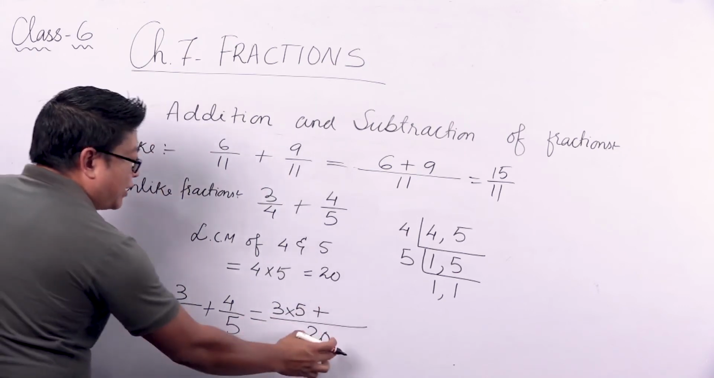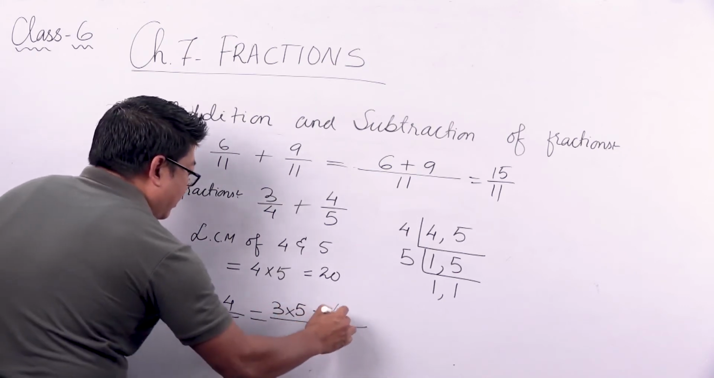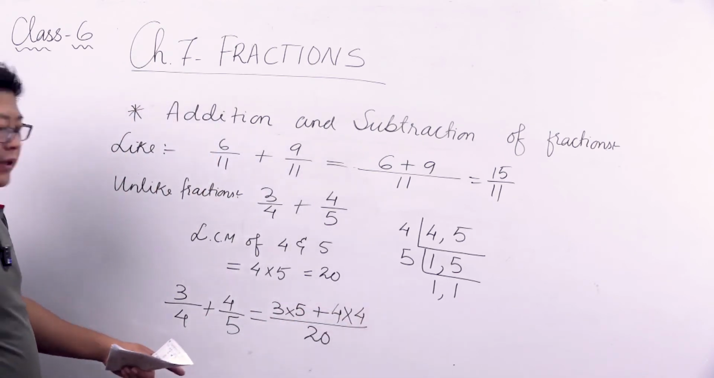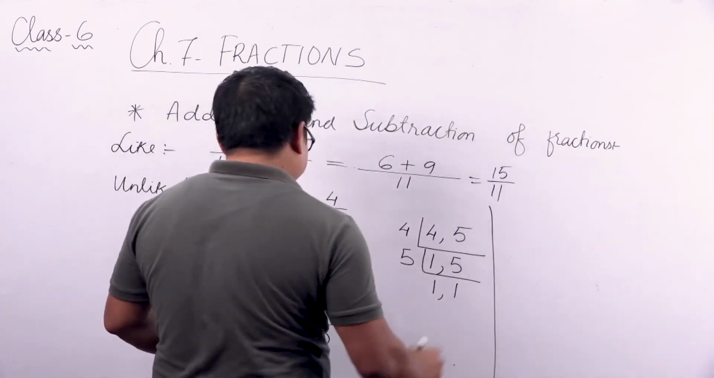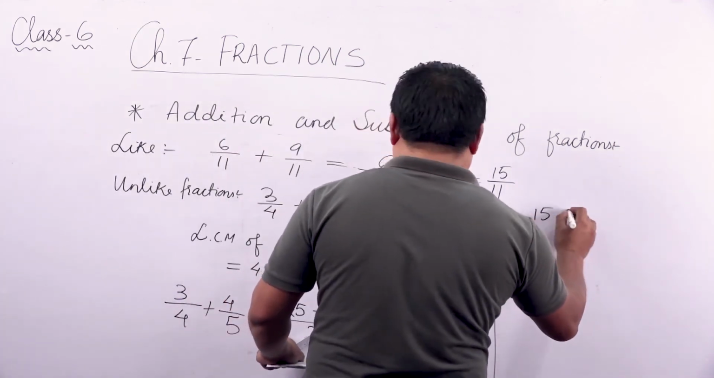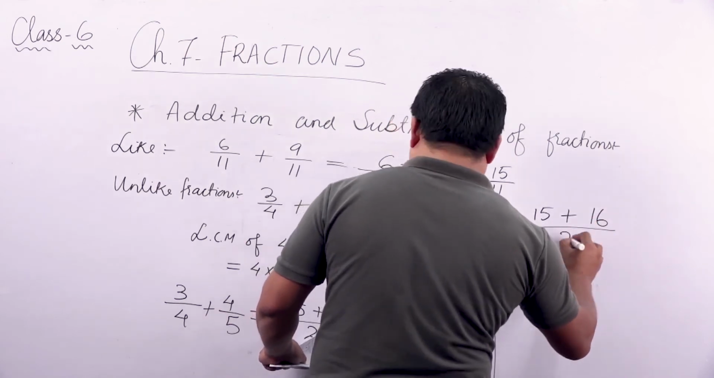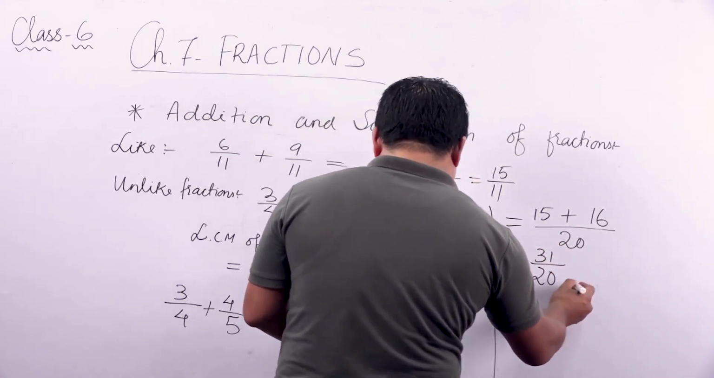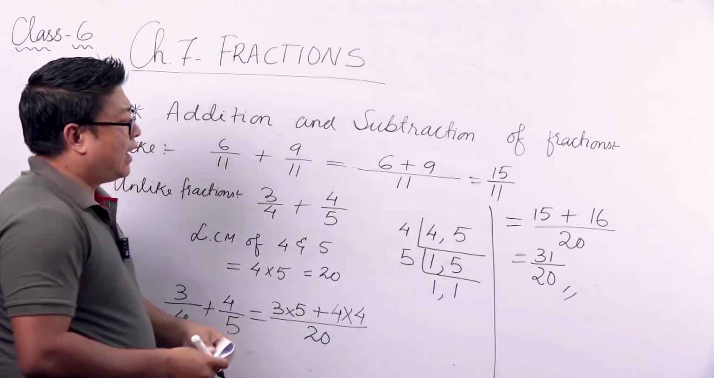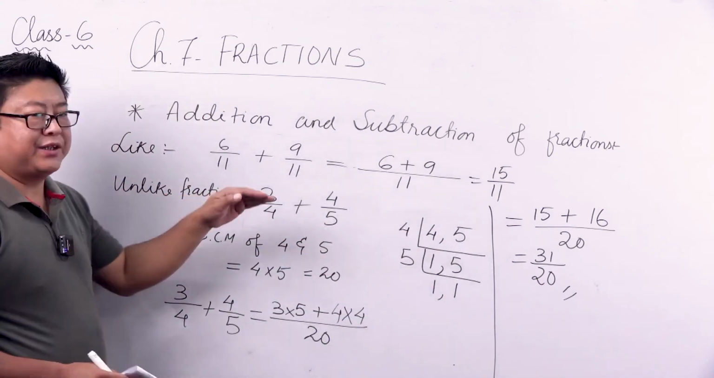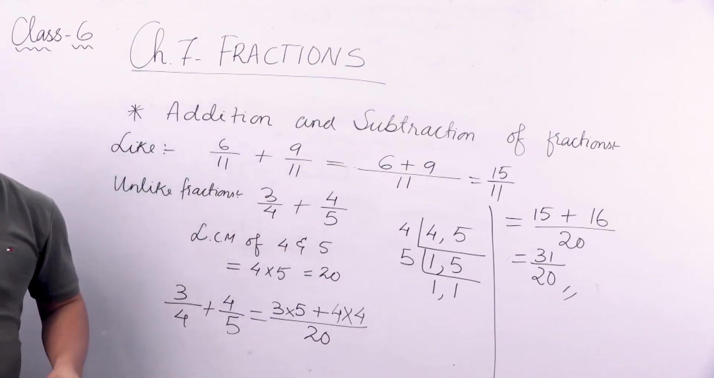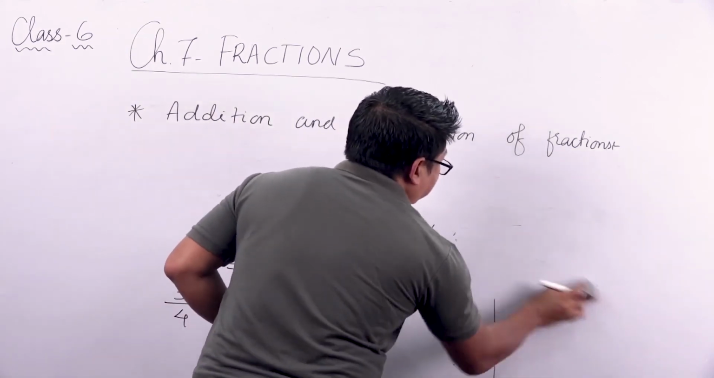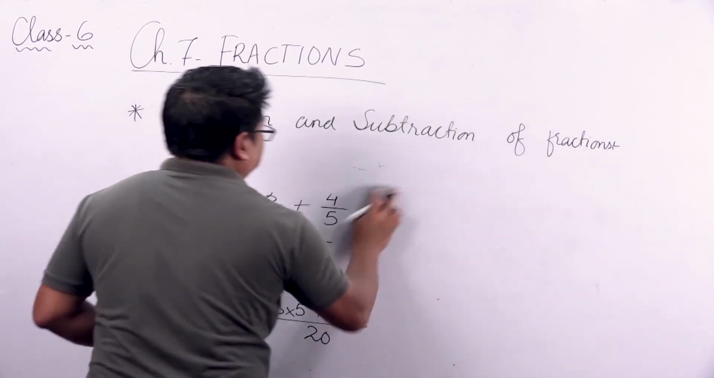Similarly, 5 I have to change to 20. So 5, this 4 will be there. 5 into 4 will be 20. Okay, children? And after that, we get 3 into 5 is 15 plus 4 into 4 is 16 by 20. We get 31 by 20. So this is how we solve for unlike fractions addition. All right. And for subtraction, the same thing. The only thing changed is one is addition and one is subtraction.